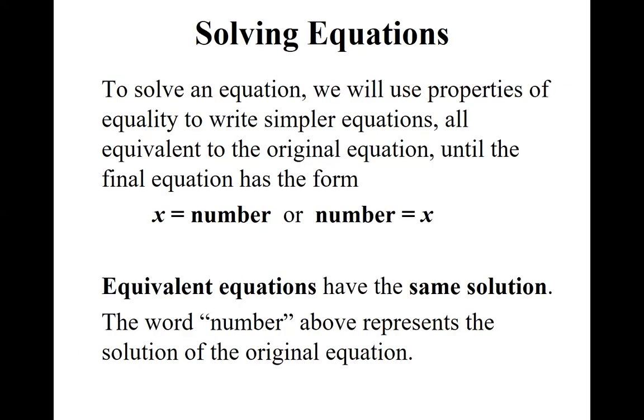Now, to solve, we have to use properties of equality to write simpler equations, all equivalent to the original equation, until the final equation has the form x equals number or number equals x. Equivalent equations have the same solution, and the word number above represents the solution of the original equation.